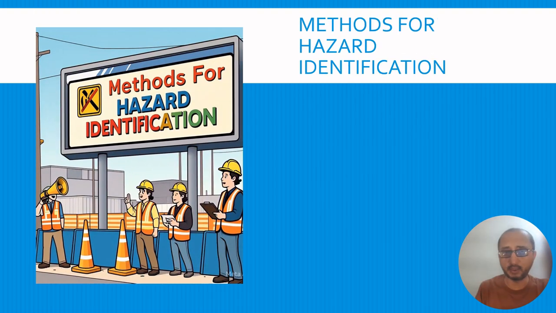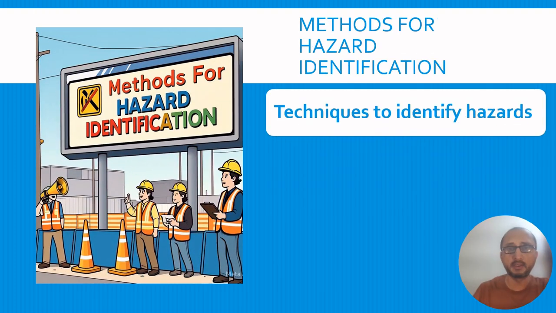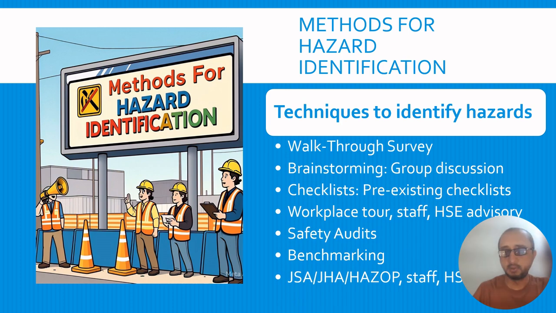Next is methods for hazard identification, the techniques to identify hazards. There are many methods or techniques we can adopt, from very simple to very complex and comprehensive. Which one is suitable for us depends upon the scope of our risk assessment process and the types of activities and processes we are going to assess. So let's start with the very simple ones.